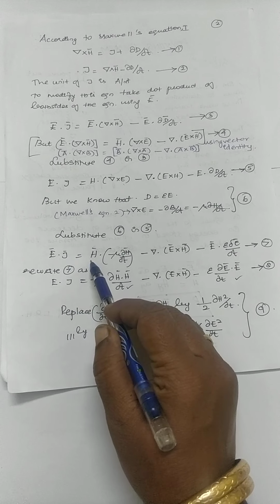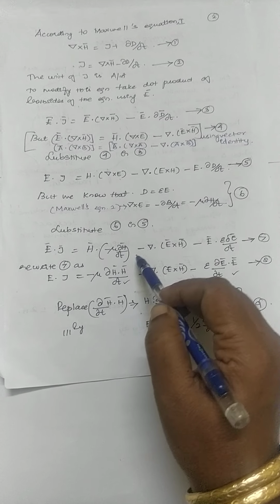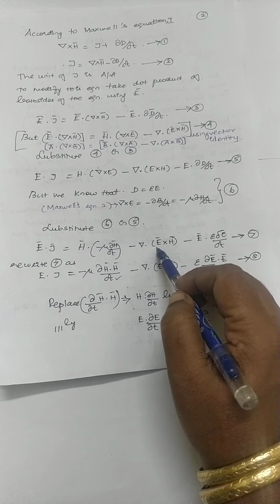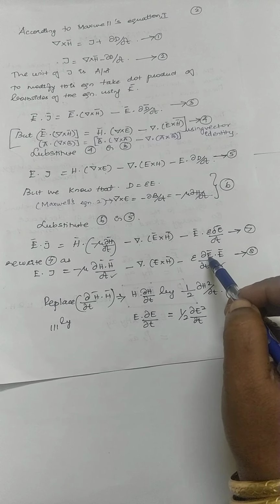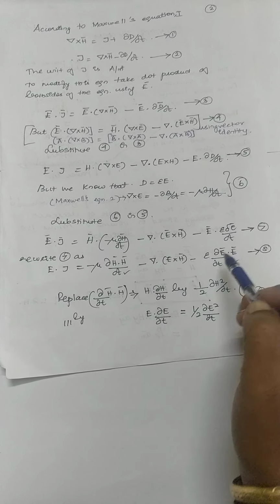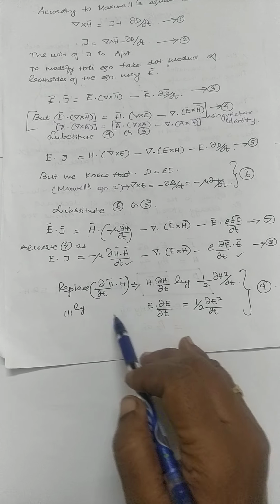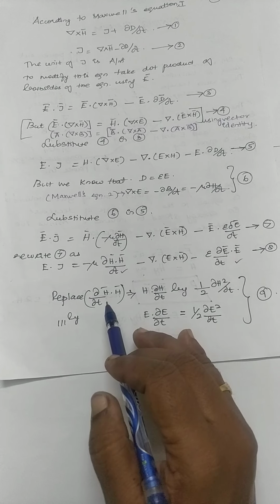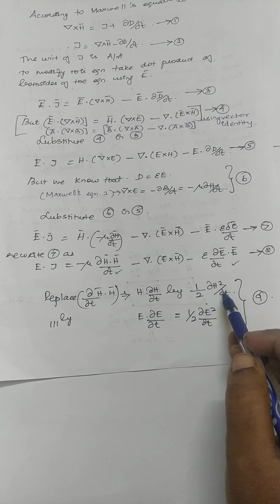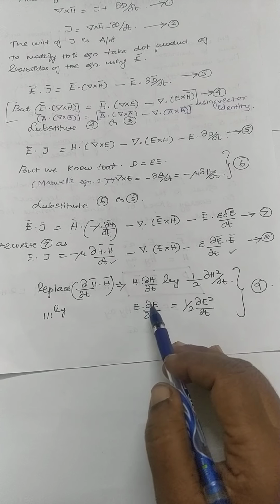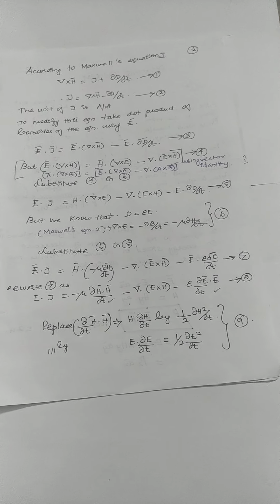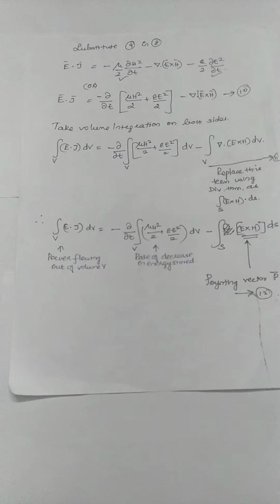So E dot J becomes equal to H dot of, from Maxwell's equation 2, minus mu into dou H by dou T, minus del dot of E cross H, minus E dot of, in the place of D, epsilon into E, so epsilon dou E by dou T. By mathematical analysis of vector algebra, I can rewrite H dot of dou H by dou T as half the value of dou H square divided by dou T. Similarly, E dot of dou E by dou T is rewritten as half of dou E square divided by dou T. Now based on these two equations, I am going for the substitution.